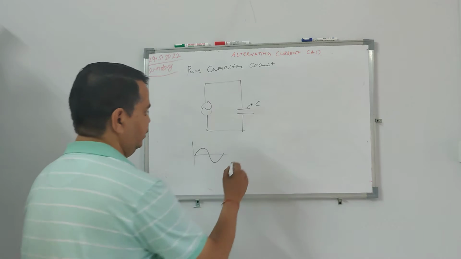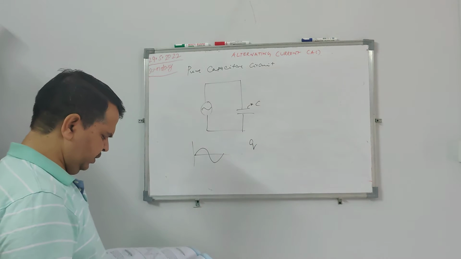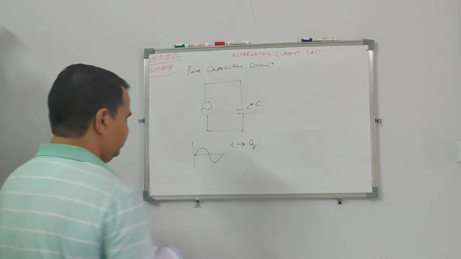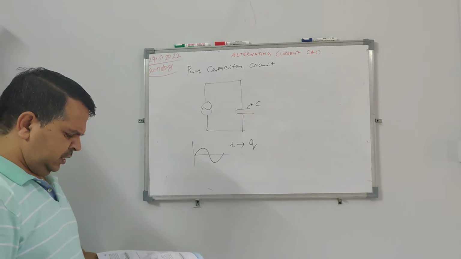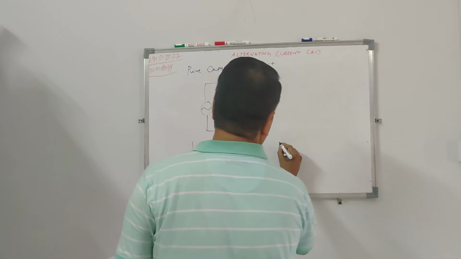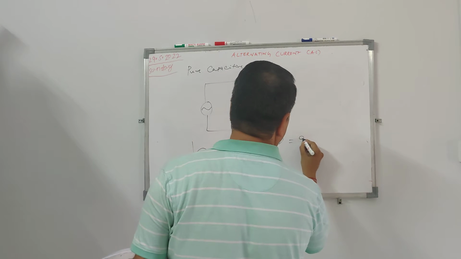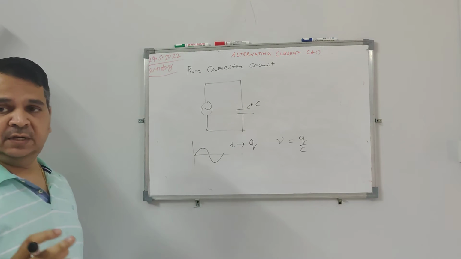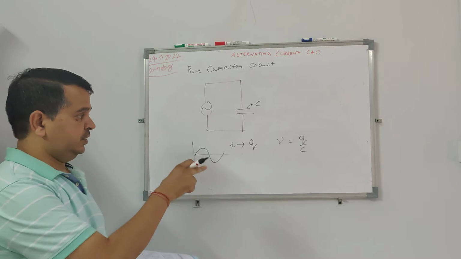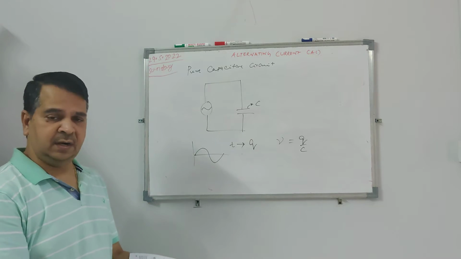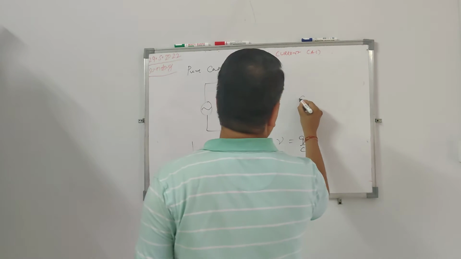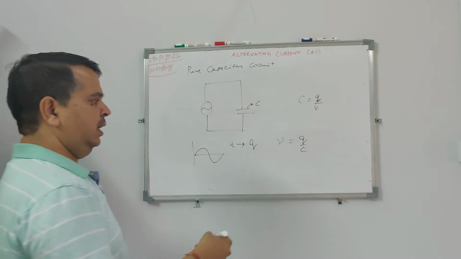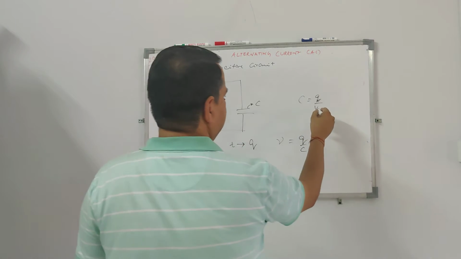Let Q be the charge on the capacitor at any point of time t. Then the instantaneous voltage in case of a capacitor is equal to Q by C. We know C is equal to Q by V, which you have already studied in capacitance.